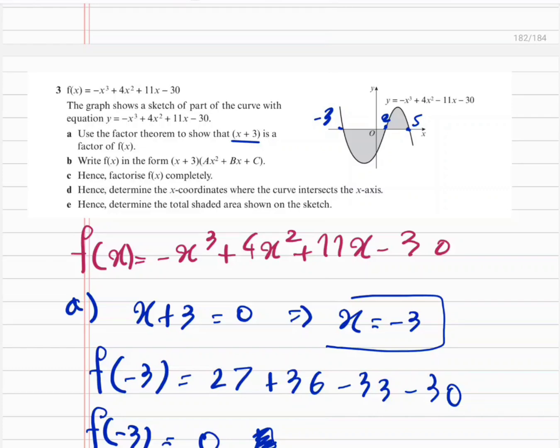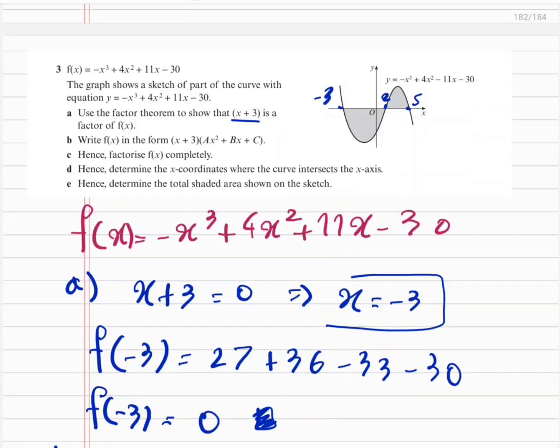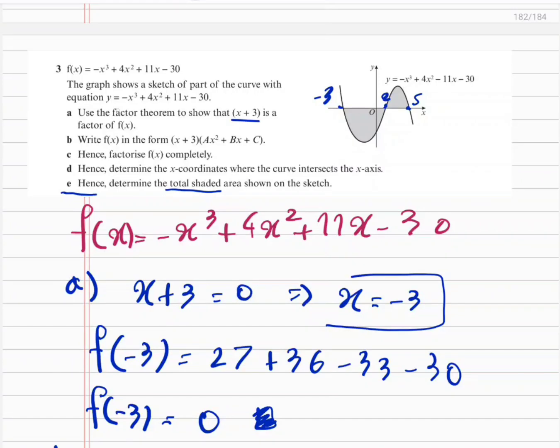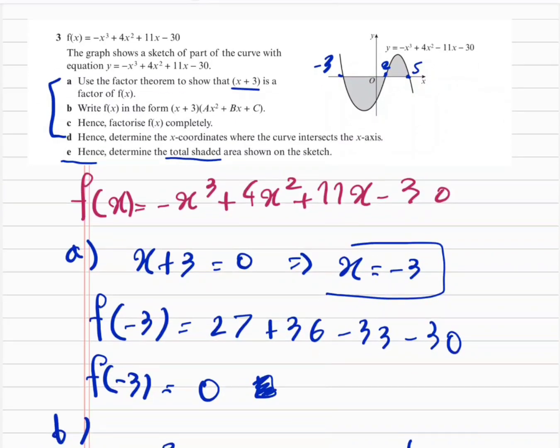And finally, part E, which says determine the total shaded area shown on the sketch. So it's finally the integration part. So in the exam, you could just be given part E, and then without being told, you need to do all the way from part A to D by yourself, and then finally you can do part E. Okay, but since this is an exercise, they have kind of broken down the question into the smaller steps.